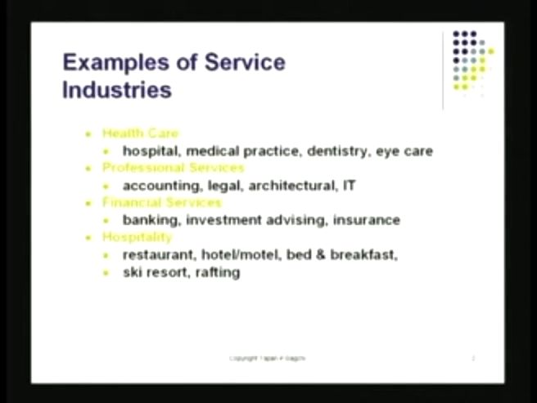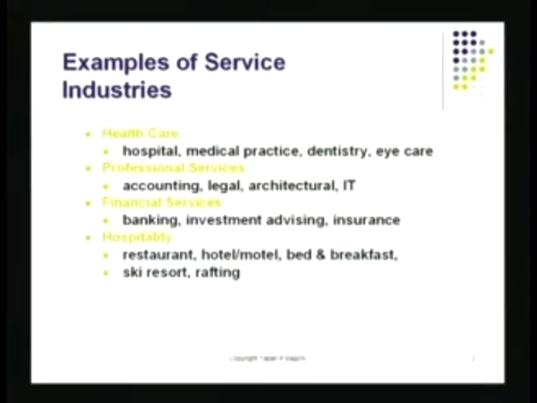Hospitality, this has become a new sort of area. This is a very large area that has certainly grown, and because of movement of people, a lot of transactions taking place overseas and so on, people are required to travel, and lifestyles are changing. A lot of people eat out. Therefore, we've got restaurant businesses, we've got hotels and motels. A lot of arrangements are there for bed and breakfast type of thing. Then ski resorts, rafting, and a number of other tourist services, these all come under hospitality.